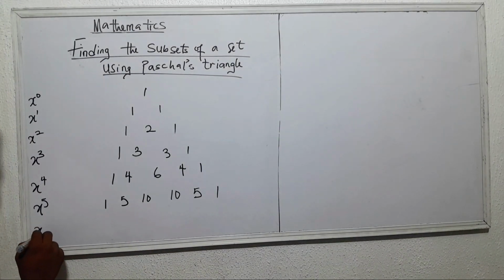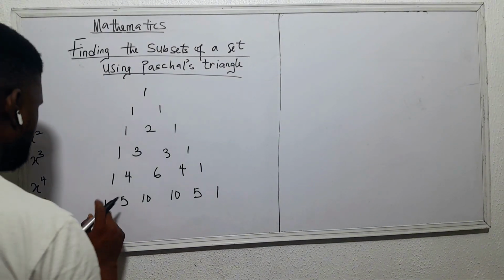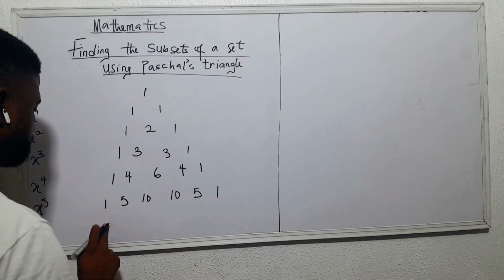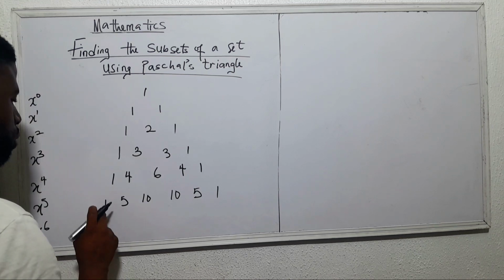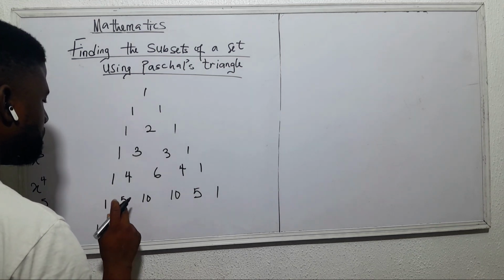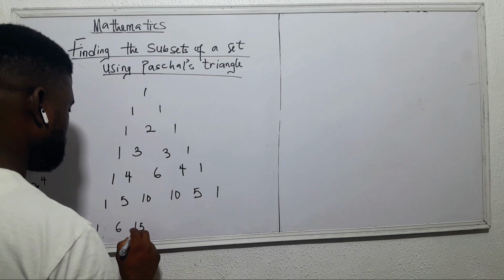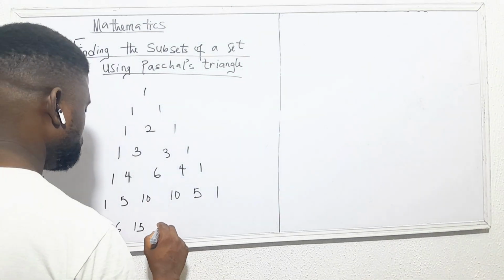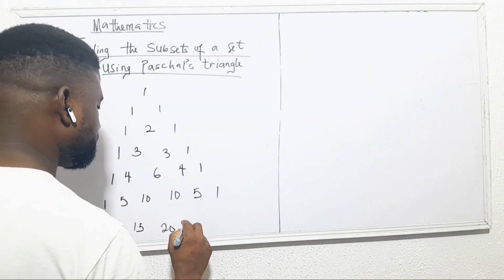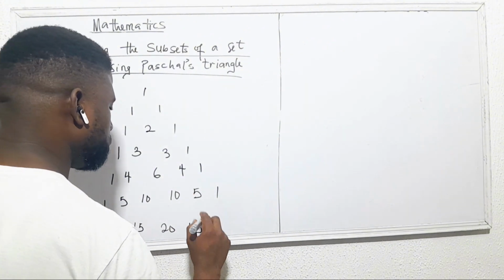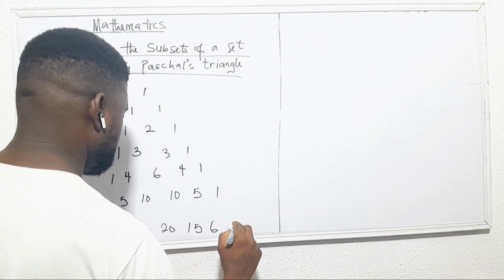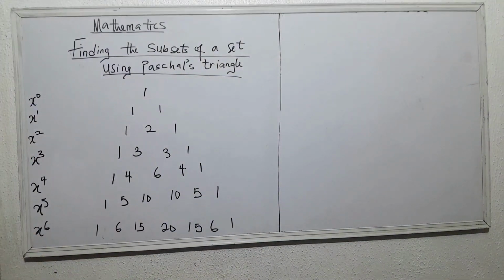And then to form the next one, x raised to the power 6, nothing plus 1 gives us 1, right? 1 plus 5 gives us 6. 5 plus 10 gives us 15. 10 plus 10 gives us 20. 10 plus 5 gives us 15. 5 plus 1 gives us 6. 1 plus nothing gives us 1. And so on and so forth.